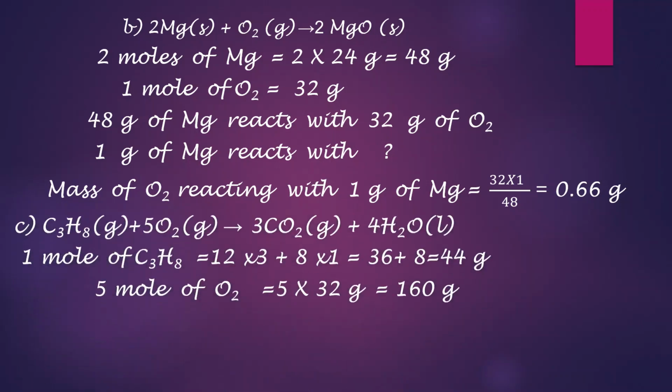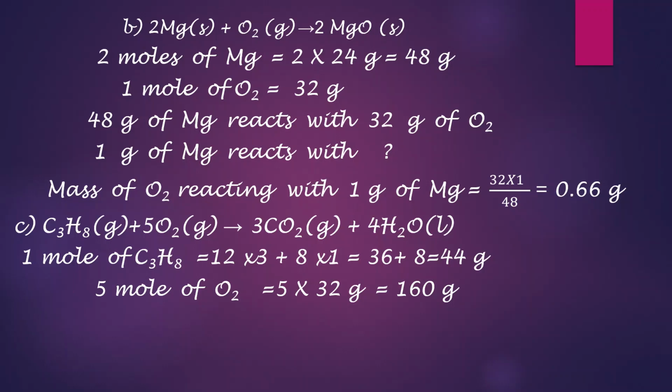So in the third option, C3H8(g) reacts with 5O2(g) to form 3 moles of CO2(g) and 4 moles of H2O(l). So here 1 mole of C3H8 reacts with 5 moles of O2. Now 1 mole of C3H8 is equal to 12 into 3 plus 8 into 1. That is equal to 36 plus 8, that is equal to 44 gram.